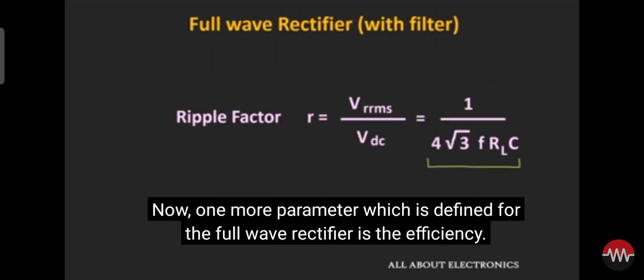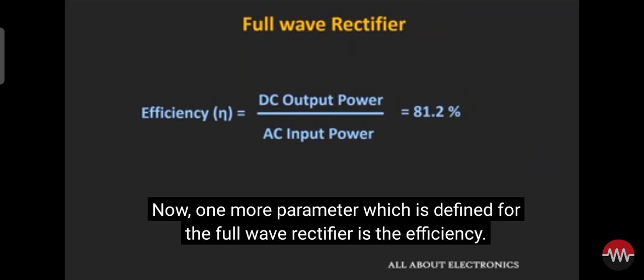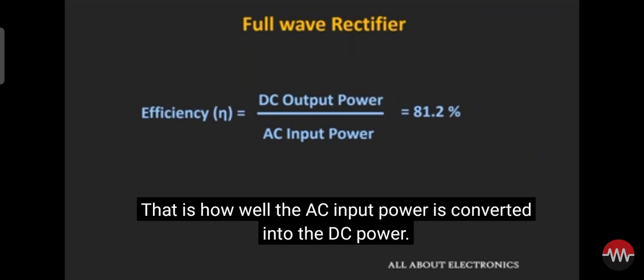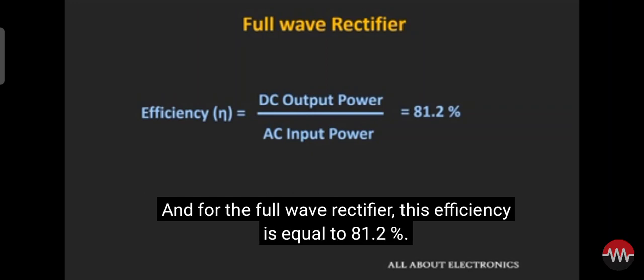One more parameter which is defined for the full wave rectifier is the efficiency, that is, how well the AC input power is converted into DC power. And for the full wave rectifier, this efficiency is equal to 81.2%.